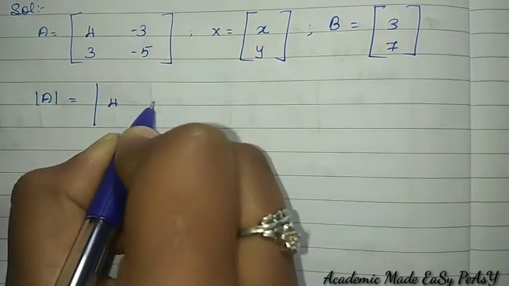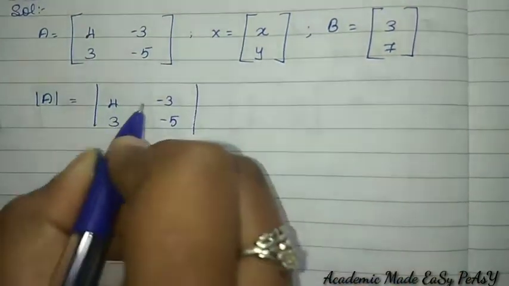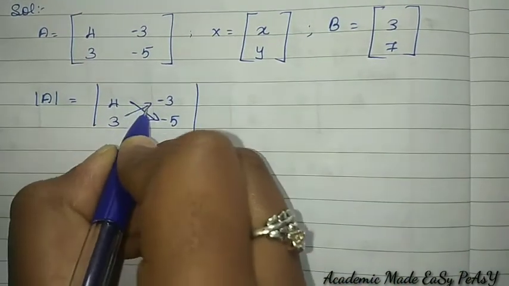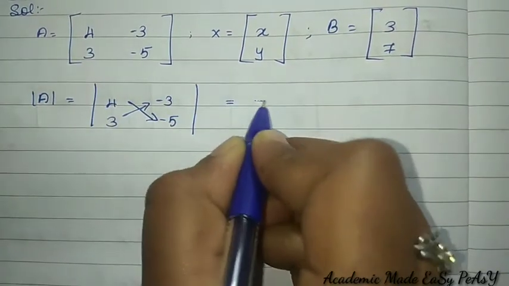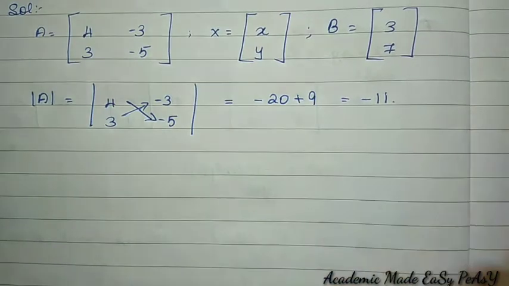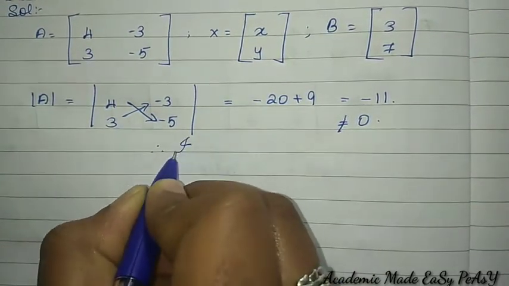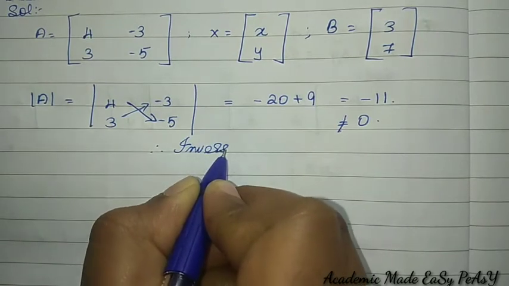Now I will be taking the determinant of A. So 4, -3, 3, -5. So I will be taking the determinant. Using the cross method, I will have -20 plus 9 is equal to -11. So this is the answer, and this is not equal to 0. Therefore the inverse exists.